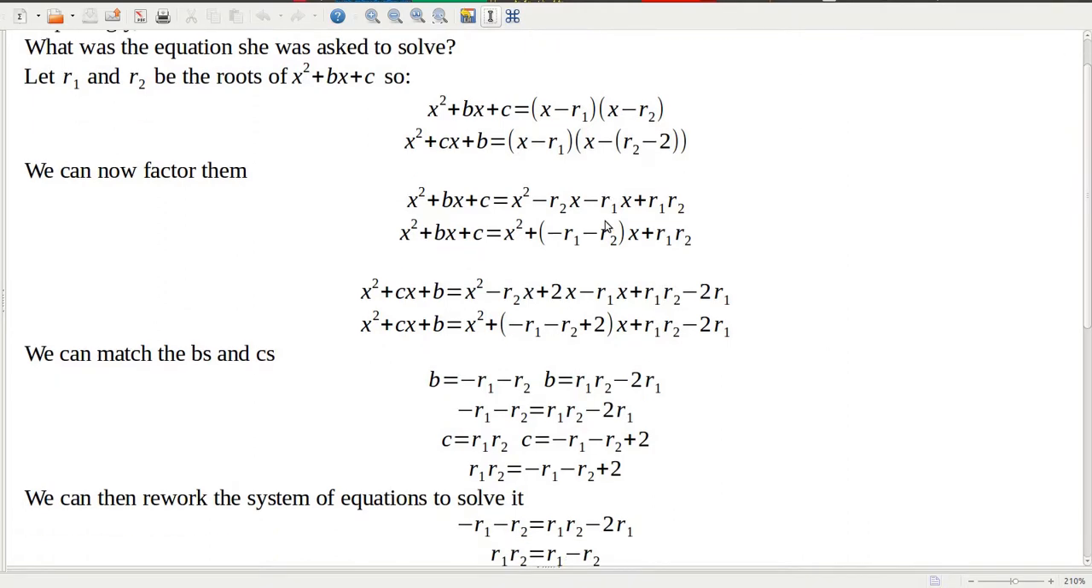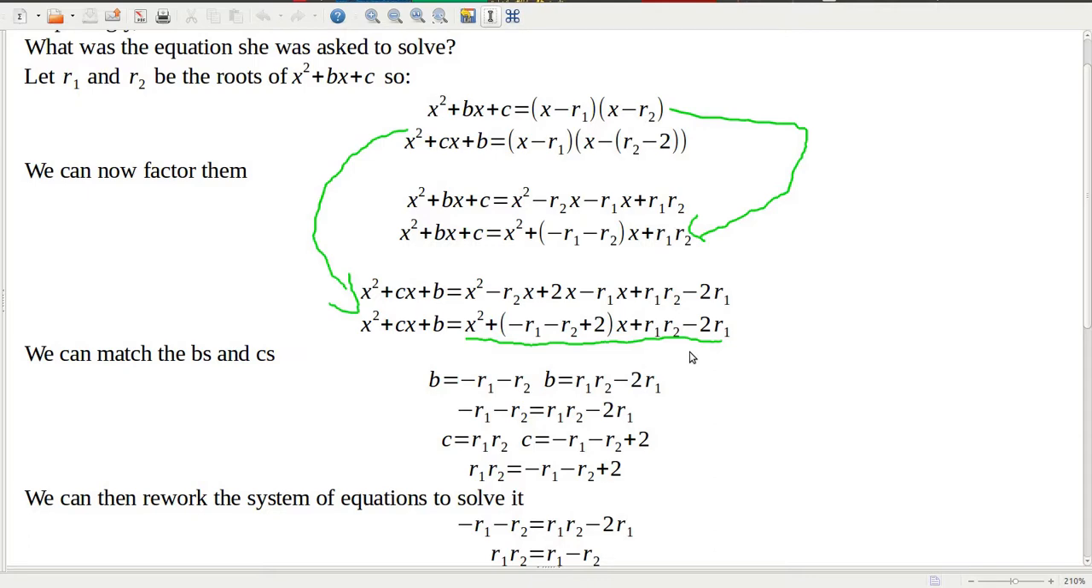Now let's expand them. For x squared plus bx plus c, we get x squared plus (negative r1 minus r2)x plus r1 times r2. For x squared plus cx plus b, we get x squared plus (negative r1 minus r2 plus 2)x plus r1 r2 minus 2r1.